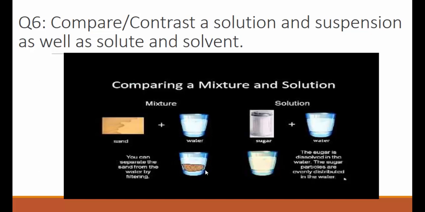Not always. Now, a solution on the other hand has a solute and a solvent. So it's very important to know those 2 words. In this example, they use sugar and water. You can use salt and water, anything that will dissolve. Let's start with the sugar here. The sugar is what we call the solute. The solute is what is being dissolved in the liquid. The water in this scenario is going to be the solvent.